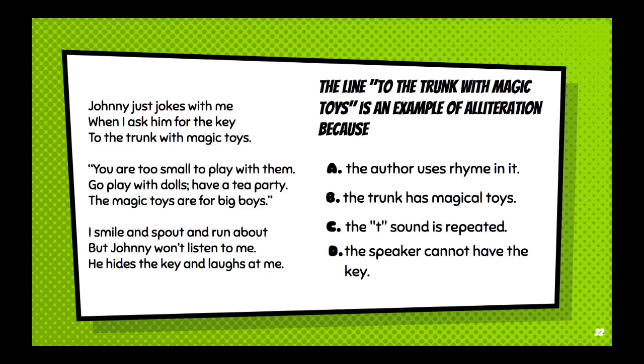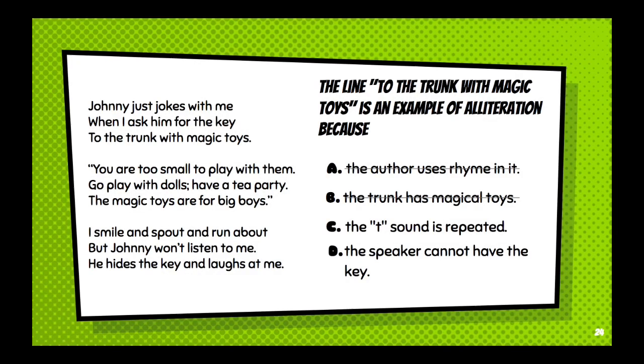So let's take a look at which one matches that answer choice that we just came up with. A, the author uses rhyme in it. Sorry, the author does not use rhyme in this line. "To the trunk with magic toys" is not rhyme. So that's not a good answer choice. B, the trunk has magical toys. Yeah, but what does that have to do with sound and alliteration?